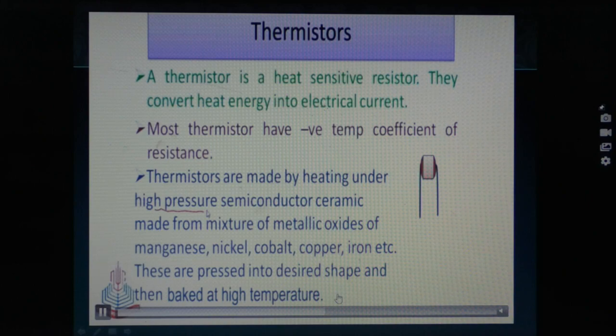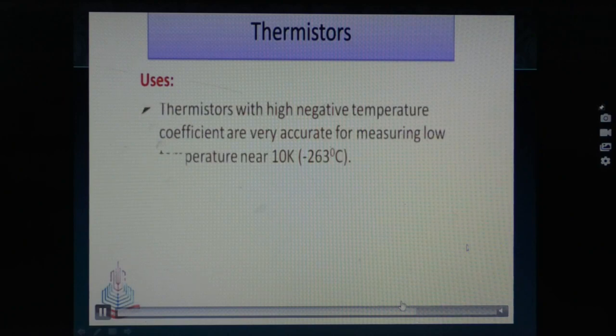Thermistors are made by heating under high pressure semiconductor ceramic made from a mixture of metallic oxides of manganese, nickel, cobalt, copper, iron, etc. These are pressed into desired shape and then baked at high temperature. Like in the figure, having different shapes. Thermistors with high negative temperature coefficient are very accurate for measuring low temperature near 10 Kelvin, which is equivalent to minus 263 degrees Celsius.